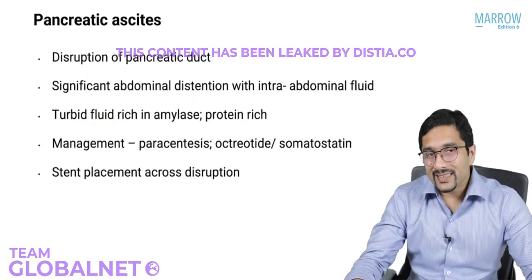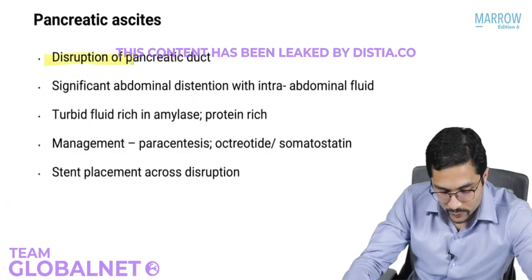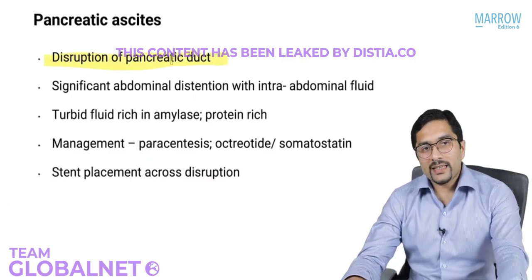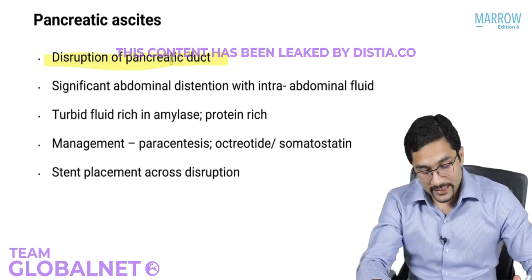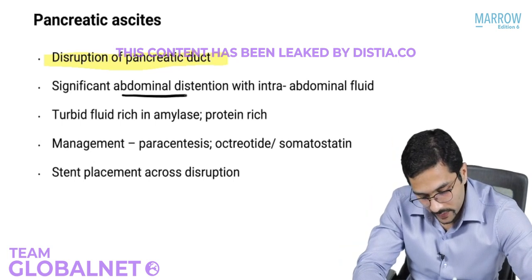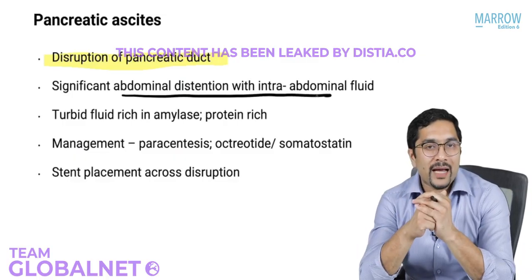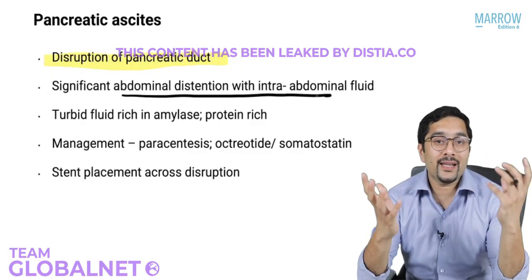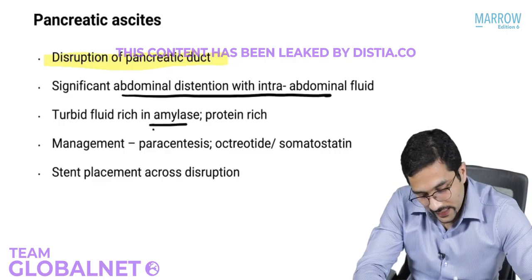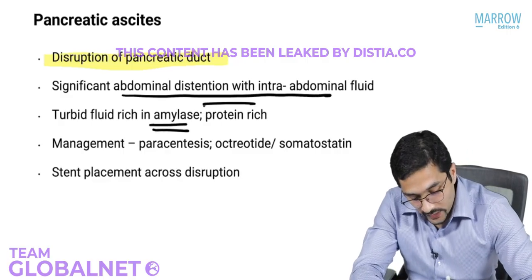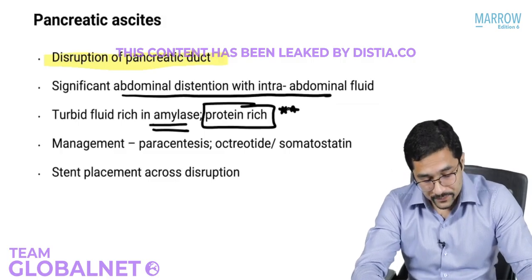There can be pancreatic ascites. And why does pancreatic ascites develop? This occurs because of disruption of the pancreatic duct. When there's disruption of the pancreatic duct, a lot of fluid collects in the abdomen, so there's significant abdominal distension with intra-abdominal fluid. Because this fluid is coming from the pancreas, it will of course be rich in amylase and lipase, and it is protein rich as well.